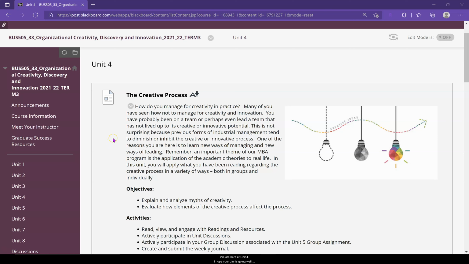We're looking here at Unit 4. I hope your day is going well and just wanted to give you a little introduction to what we'll be working with in our unit.